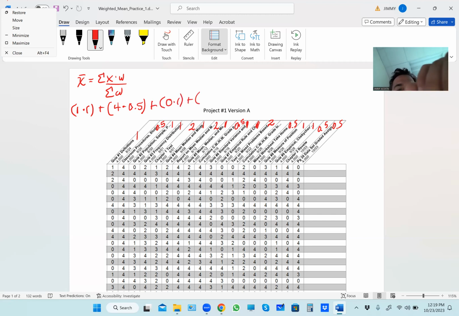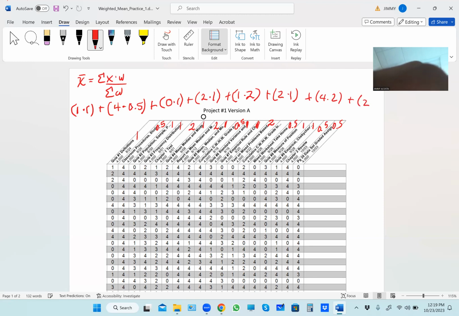The next one is 2 times 1. The next one is a 1 times 2. The next one is a 2 times 1. The next one is a 4 times 2. The next one is a 2 times 1. The next one is 4 times half. Ooh, why did it erase?